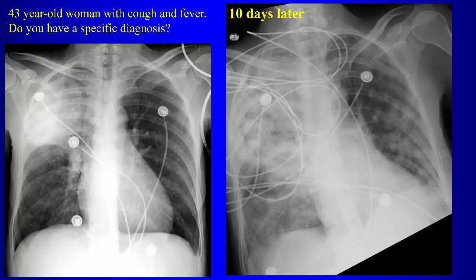Pseudomonas or Staphylococcus. Well, why are you picking those organisms? They are associated with cavitation. Well, they can be associated with cavitation. What's different when you look at the right upper lobe between the first image and the second image? There's the increased lucency, which suggests cavitation. There's cavitation. Anything else?